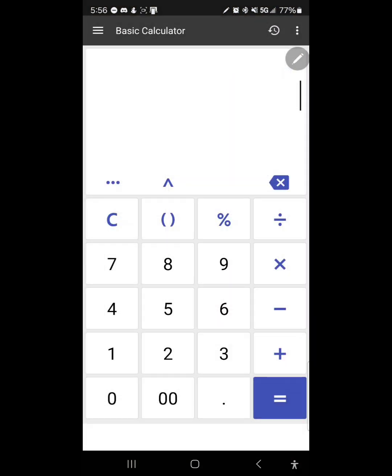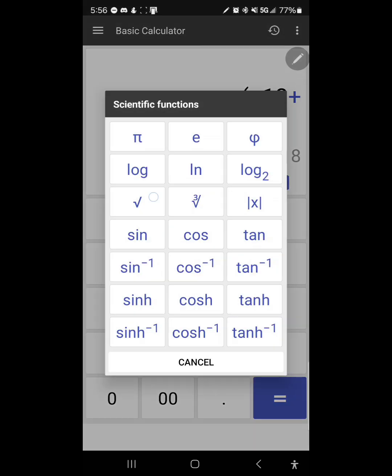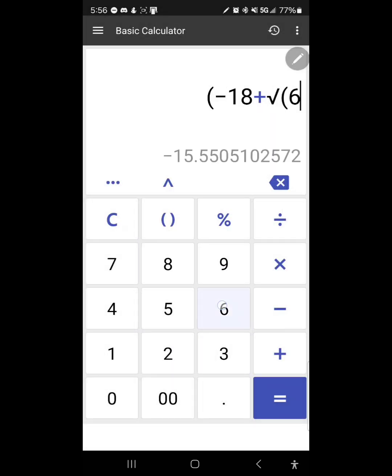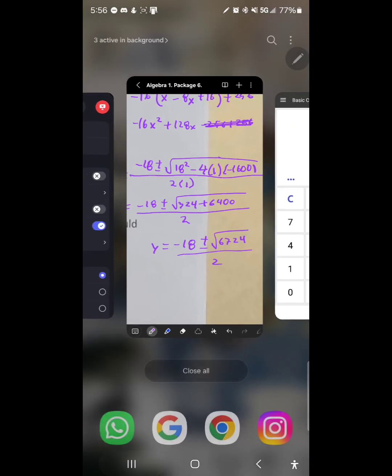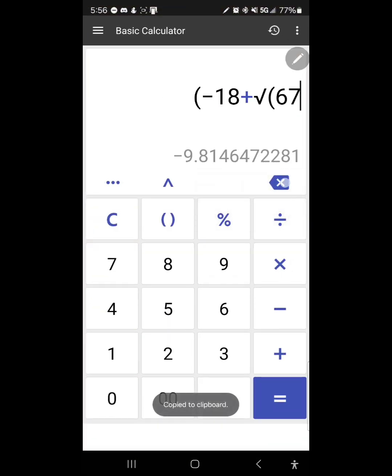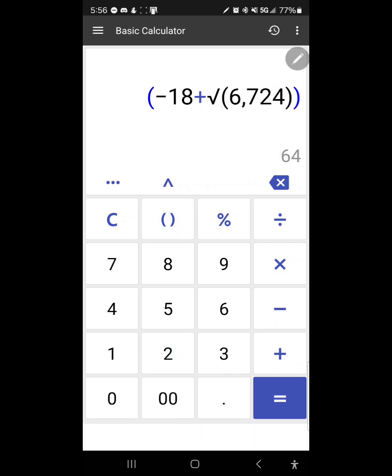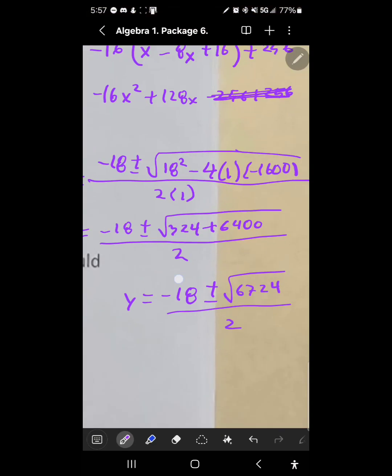And then when we calculate this, we have, oh, it is negative 18, right? Yes, negative 18, plus the square root of 6,724, which is 82, and all of this divided by 2. And that gives me 32. Now what happens if I put the minus? It's negative 50. Years cannot be negative. So we're looking at the positive answer, which is 32.